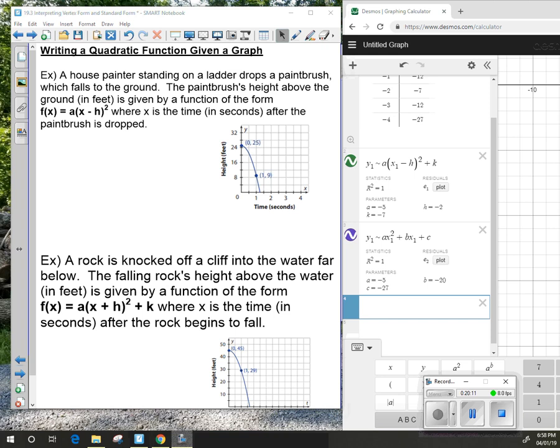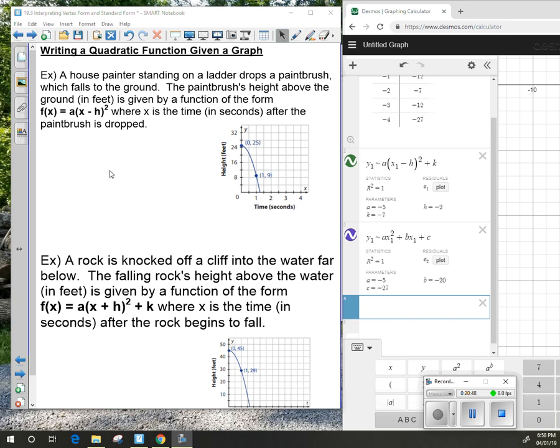Okay, so in this case, the last two problems we have here are writing the quadratic function given a graph. So they say on this first one, a house painter is standing on a ladder, drops a paintbrush. So the paintbrush is not going to just fall straight down. It's going to take this parabola shape. And the paintbrush height above the ground in feet is given by a function of the form a times x minus h squared plus k, where x is my time, and y is my height.